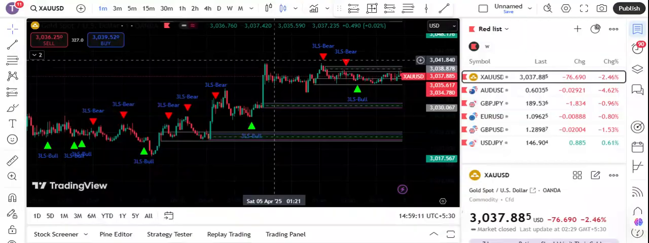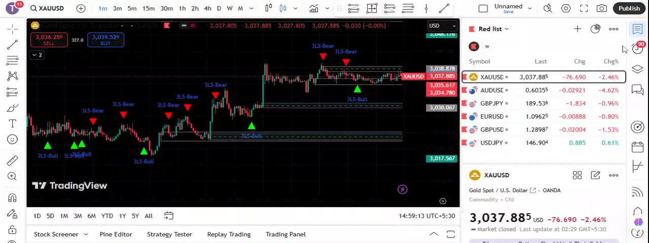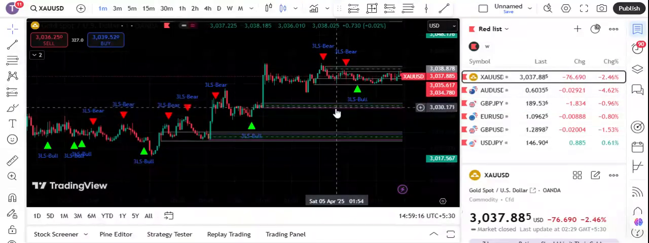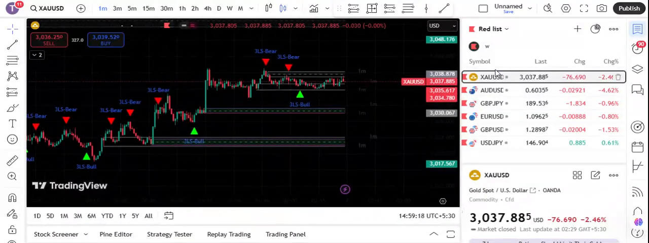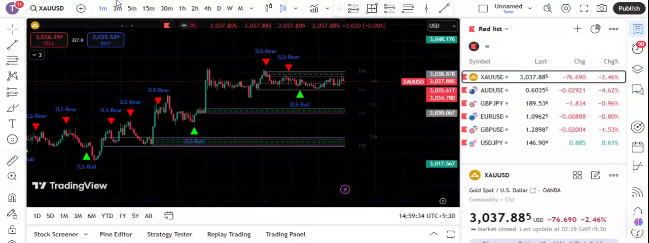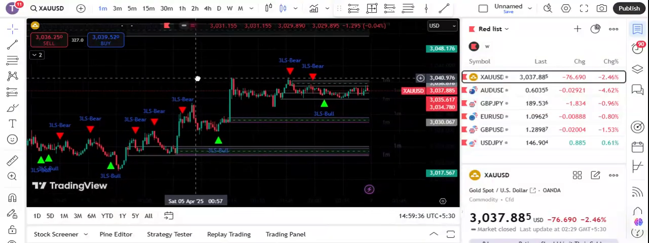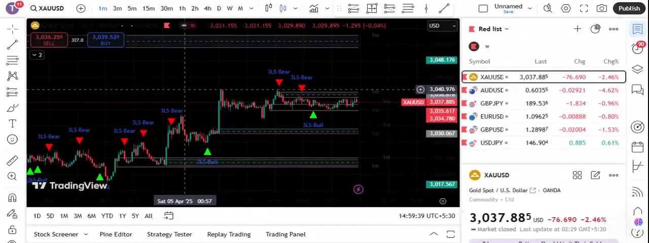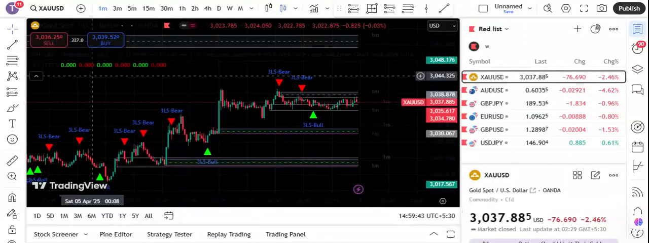Our main element, the pair which we are going to trade, is gold. There are also other pairs in my watch list, but my main pair, because it's very much volatile, will be gold. And supply and demand works very well on gold on 1 minute time frame scalping. I'll be scalping on a 1 minute time frame. Now let me show you my indicators first.